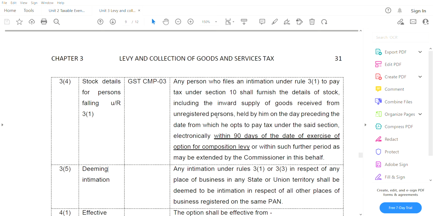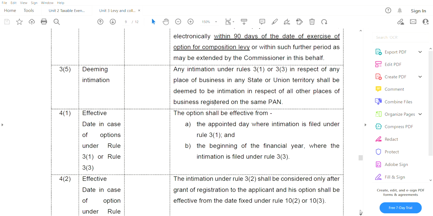ஏன் அப்படின்னா reversal of ITC ஏதாவது இருக்குன்னா அதை பண்றதுக்காக this should be done. This has an impact in section 18, which is ITC availment in certain special circumstances. And the provision ku idu link agum. Okay, then effective date of an option.